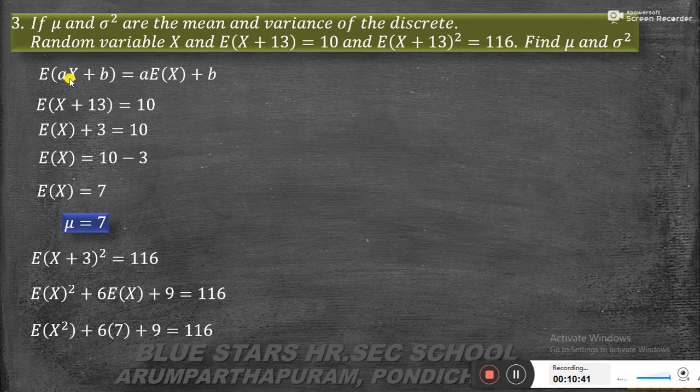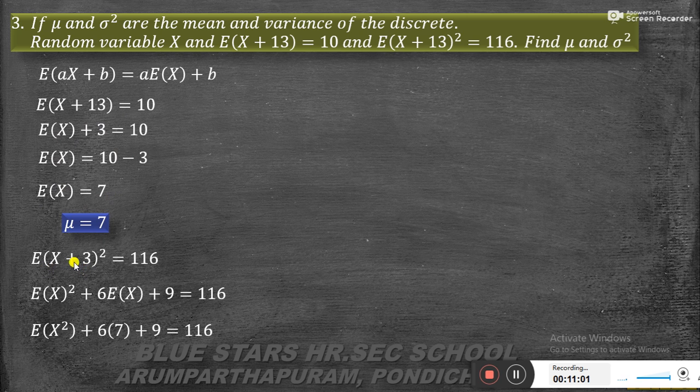So you see, expectation of ax plus b equal to a into expectation of x plus b. So expectation of x plus 3 equal to 10 means e of x equal to 10 minus 3, 7. So e of x, which is represented by mu, equal to 7.